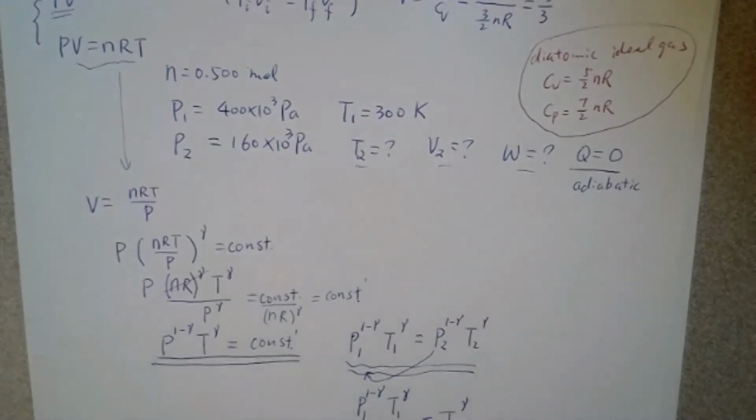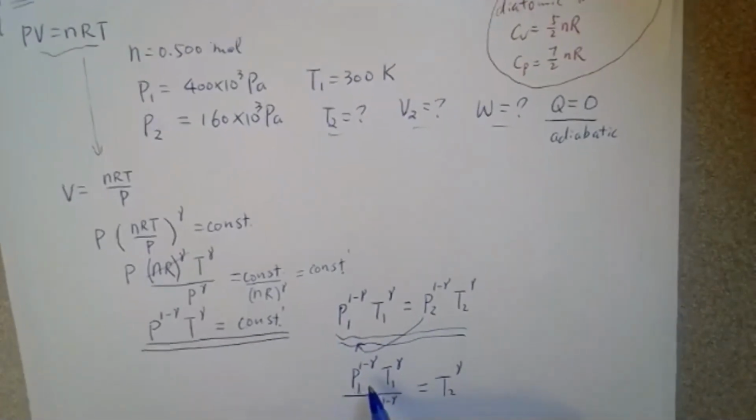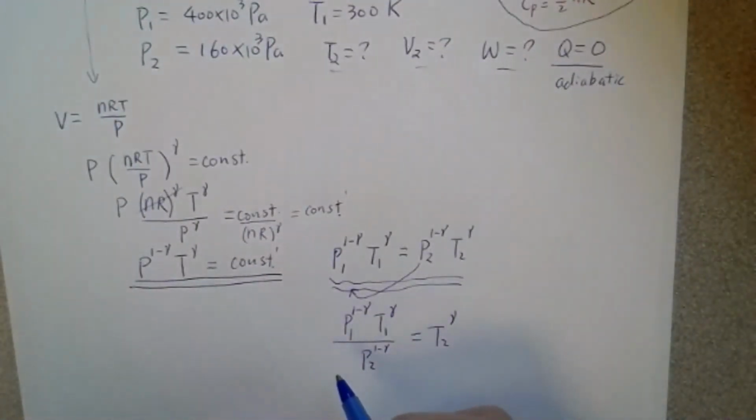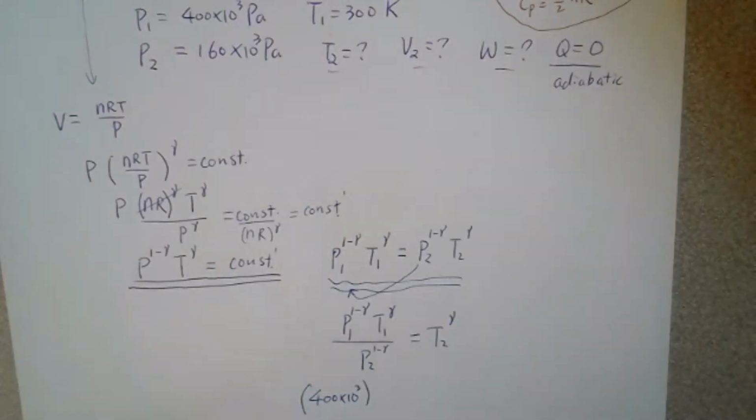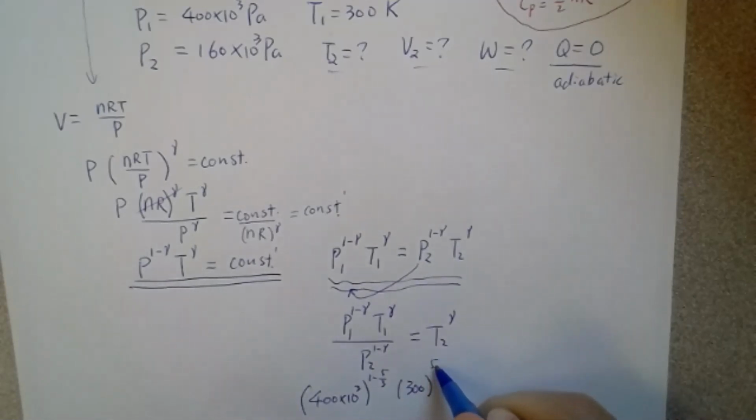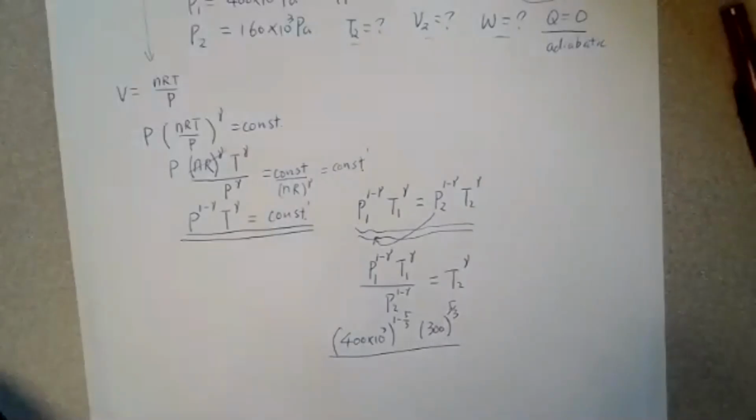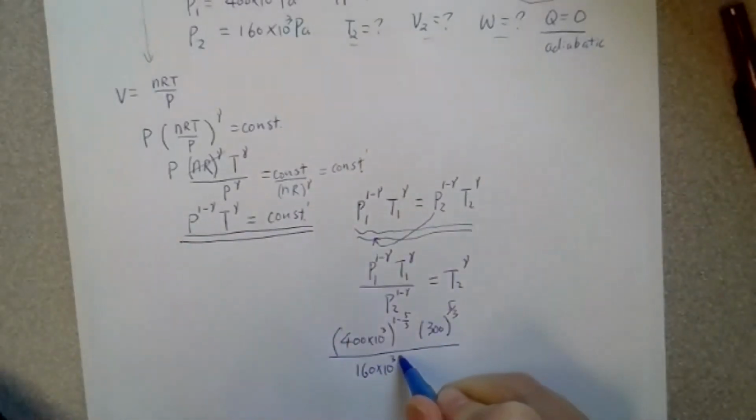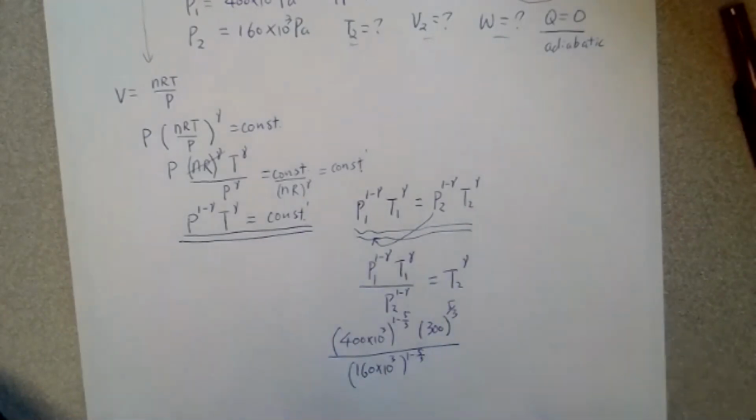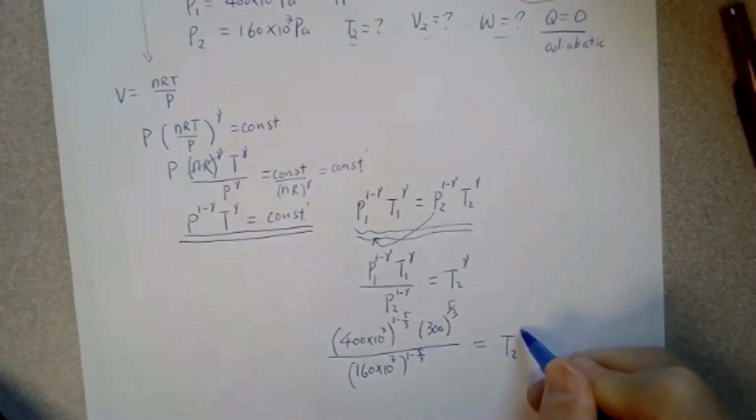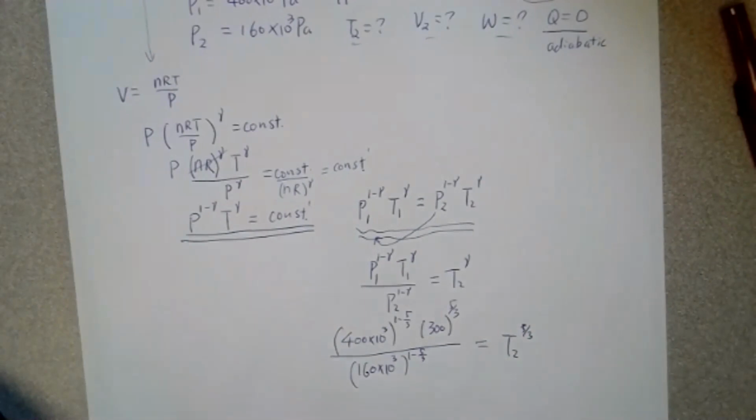Now at this point, you can plug in the numbers. P1 is 400 times 10 to the third. I'm going to leave out the units because I know they are all in SI units at this point. 1 minus gamma, so it'll be 1 minus 5 over 3 to that power. T1 is 300 K to the gamma, 5 over 3, divided by P2. P2 is given as 160 times 10 to the third Pascal, to the 1 minus 5 over 3, equals T2 to the 5 over 3 power.